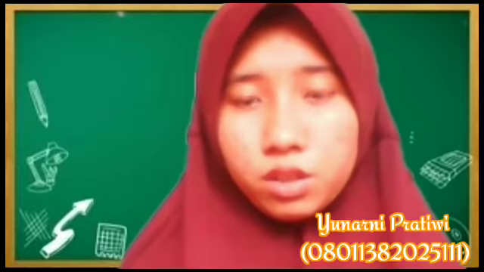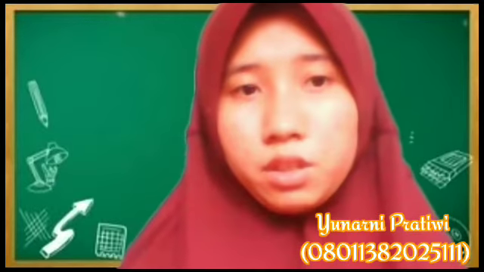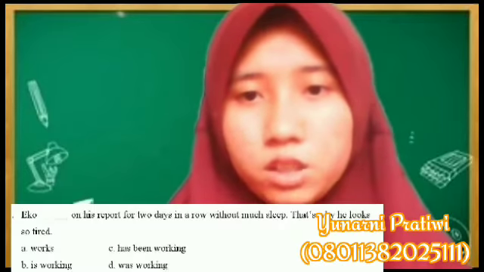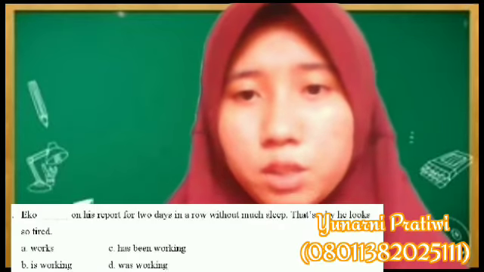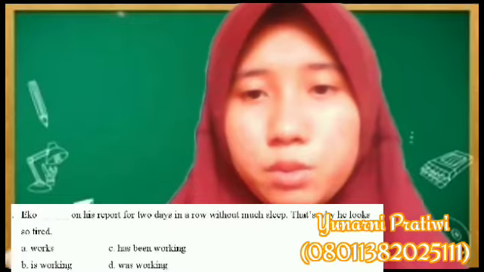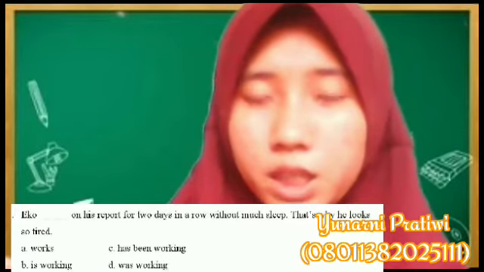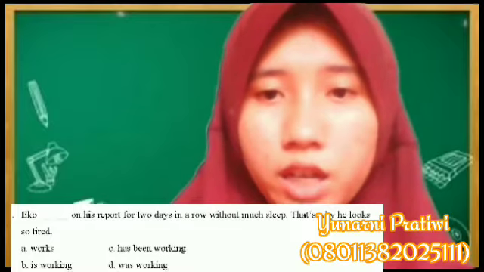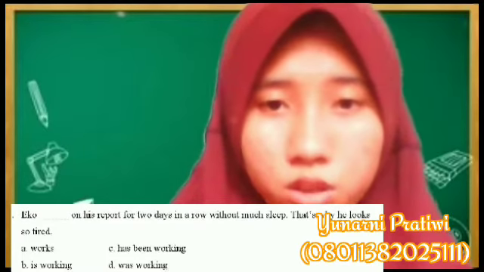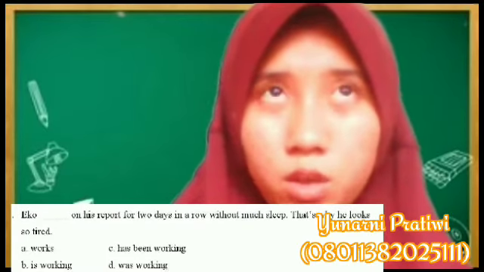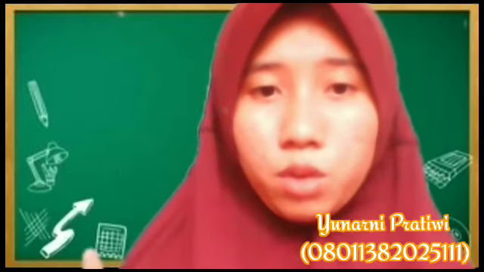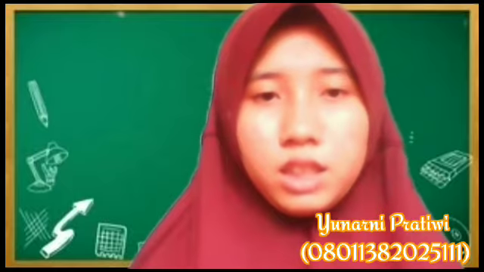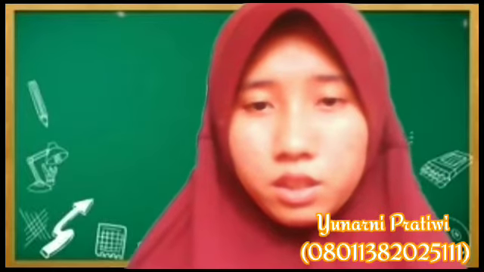Well, last I will discuss the example of the present perfect continuous. Echo blank on his report for 2 days in a row without much sleep. That's why he looks so tired. A works, B is working, C has been working, D was working. The correct answer is C.